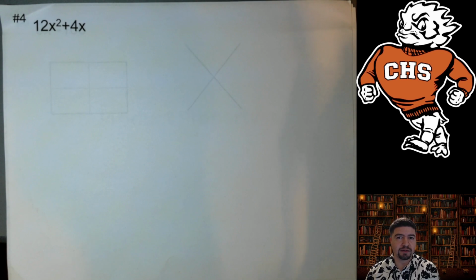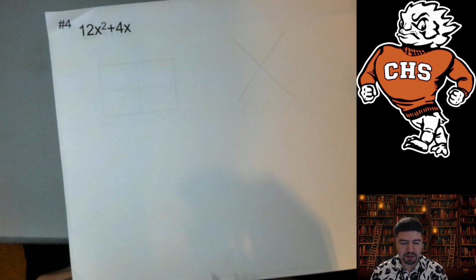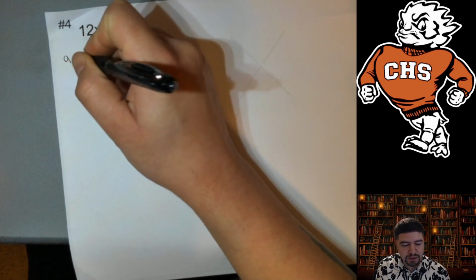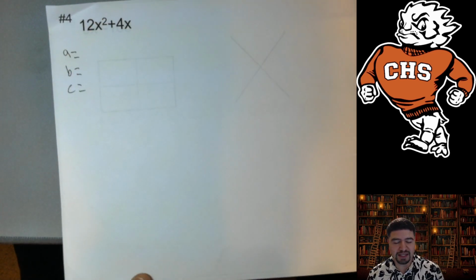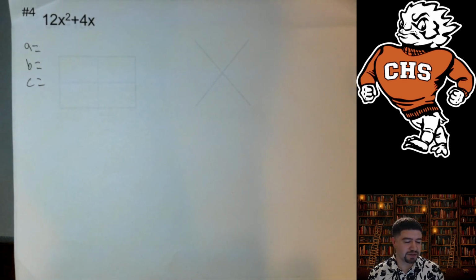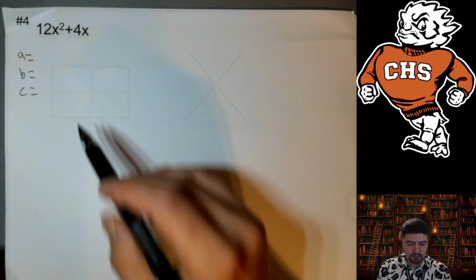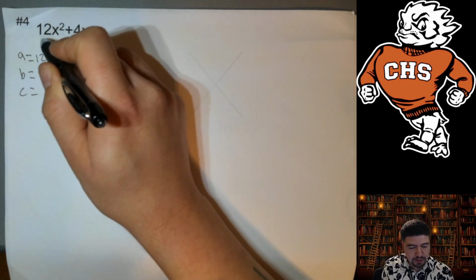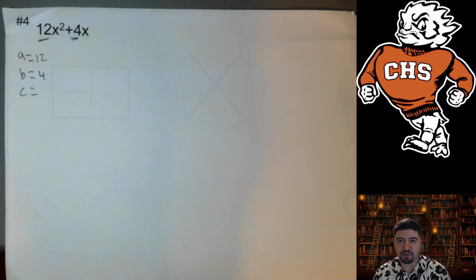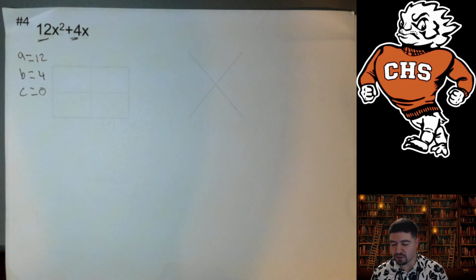We have the example here, 12x squared plus 4x. What we're going to start off with is label A, B, and C. So I want you to get into the habit of doing that every single time we have a quadratic expression. So A is 12, like I said earlier. B is 4, because those are the numbers that are right there, the coefficients. And then C, we don't really have one. You could put 0 or you could just leave it blank.